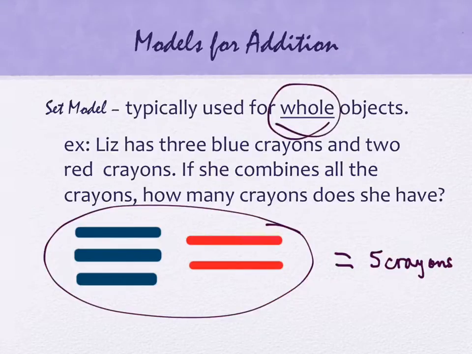Now, it says whole objects here because nobody asked you to measure how long the crayons are, right? It's a crayon. Even when the kid has used it quite a bit and it's down to like half the length, you still call it a crayon. You don't call it half a crayon. Does that make sense? So when we're thinking about sets, we're thinking about things that have whole numbers of objects that we're counting in some fashion.